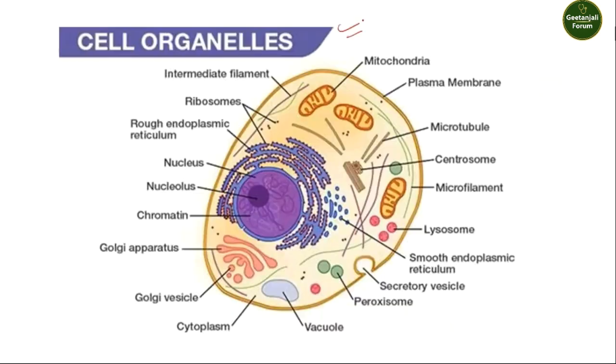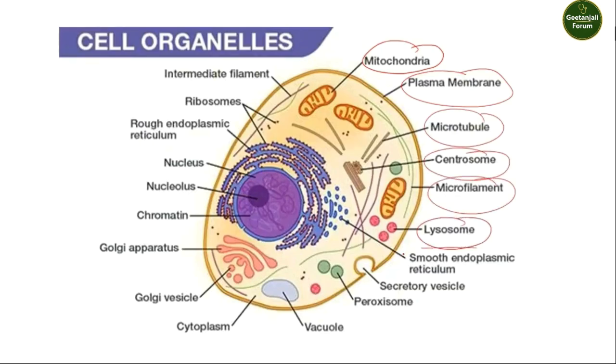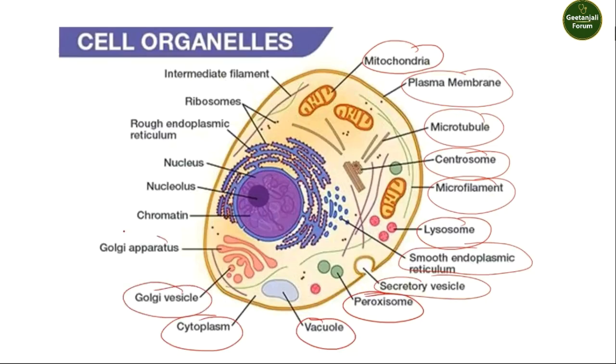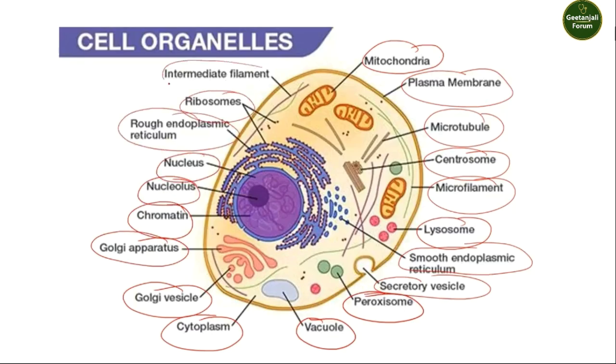That's how we have studied how a cell is formed and how many organelles it has. In this, we have studied mitochondria, plasma membrane, microtubule, centrosome, microfilament, lysosome, smooth endoplasmic reticulum, secretory vesicles, peroxisomes, vacuoles, cytoplasm, Golgi vesicles, Golgi apparatus, chromatin, nucleolus, nucleus, rough endoplasmic reticulum, ribosomes, and intermediate filaments. The cell is made up of all these organelles, and this is a very important chapter. Many questions are asked from this chapter.